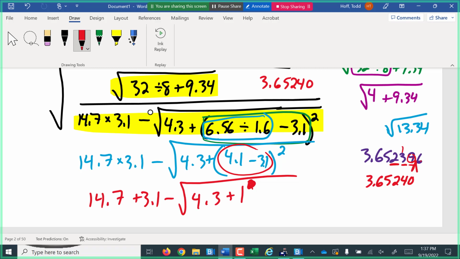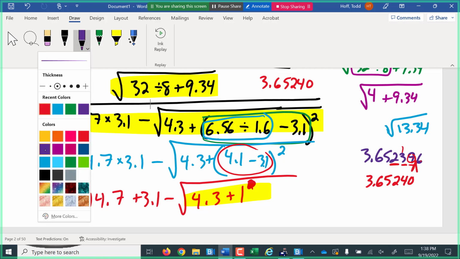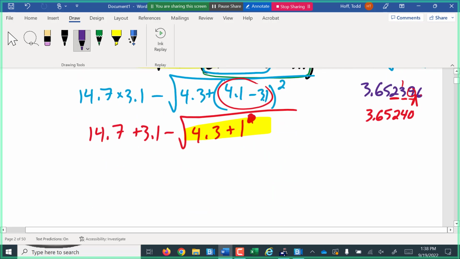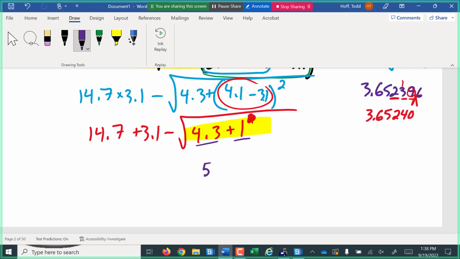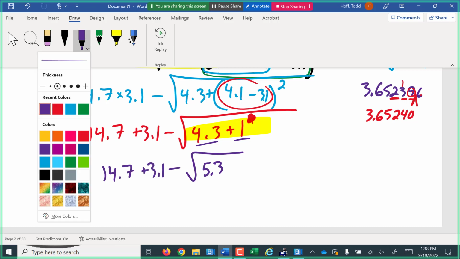So we have completed that parentheses. We've taken it out. We didn't need anything else put in there. Now we're back out to working under this square root. All that we need to do there is what? 4.3 plus 1 makes 5.3. Good. Now we have to do the square root of 5.3.